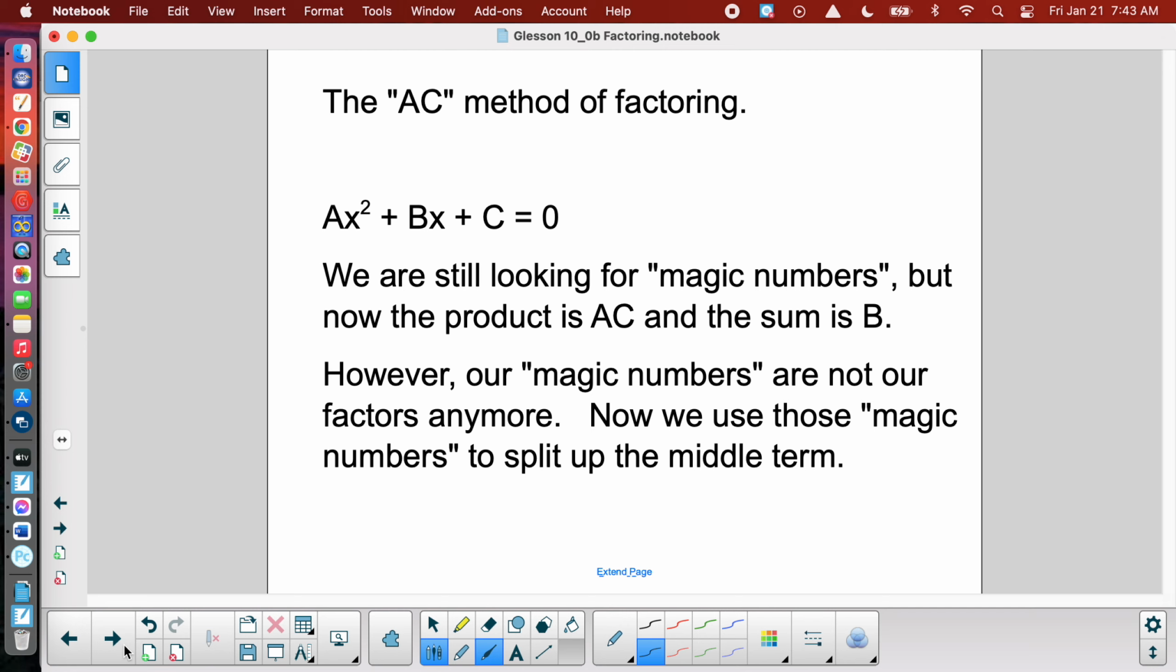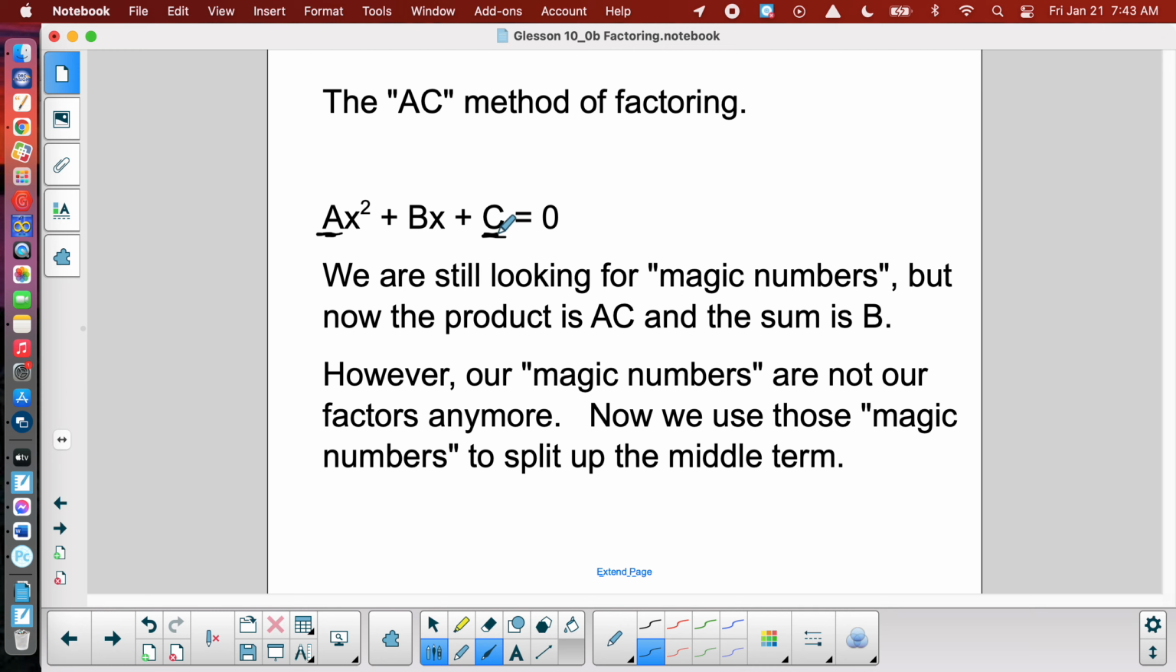The polynomial AC method for factoring is something you may not have seen before. But it is an effective way of factoring a quadratic trinomial that has a number in front of the x squared. Again, it goes back to the idea of finding magic numbers, the way we talked about yesterday. But instead of the product just being the c, the product is now a times c. We have to multiply those two values, which we were actually doing yesterday. It's just that there was always a 1 in front of the x squared.